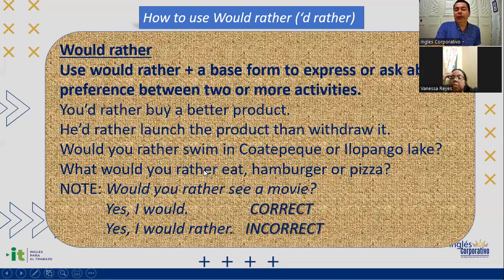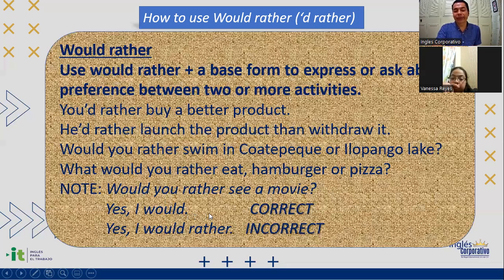Okay, if you make the question to you, Vanessa, would you rather eat a hamburger or pizza? You said, no, no, no, wait. When I say, would you rather eat pizza? And then you say, yes, I would. Simple. Yes, I would. Or no, I wouldn't. No, I would rather not.